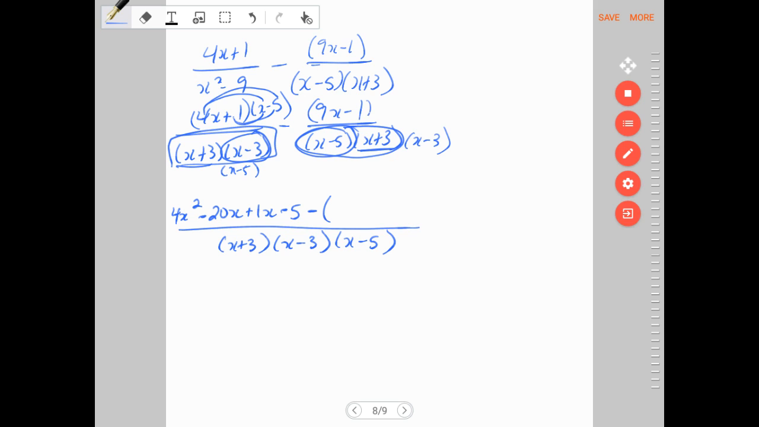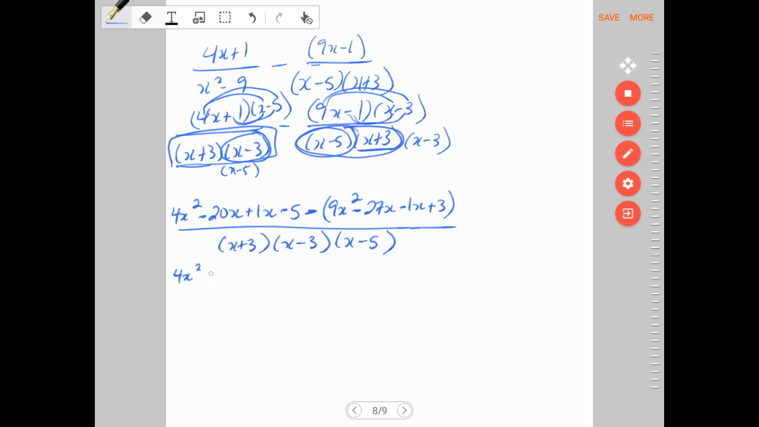If I do that to the bottom, I have to do the same thing to the top. And again, I'm going to FOIL. 9x times x is 9x squared. 9x times negative 3 is negative 27x. Negative 1 times x is negative 1x. And negative 1 times negative 3 is positive 3. Notice that I put my second set of terms in brackets. That's because this is a subtraction sign out front, which means I'm subtracting everything inside the brackets, not just the first term.